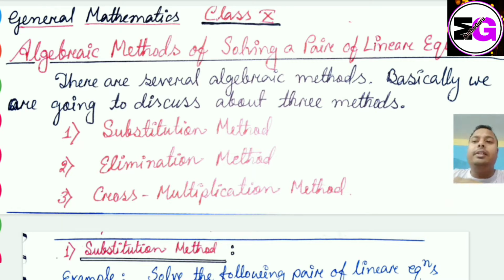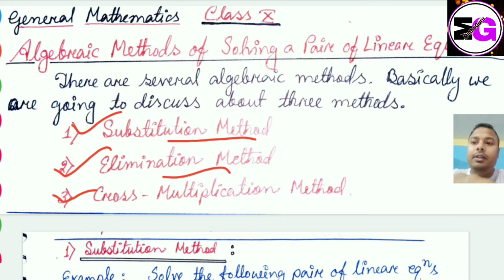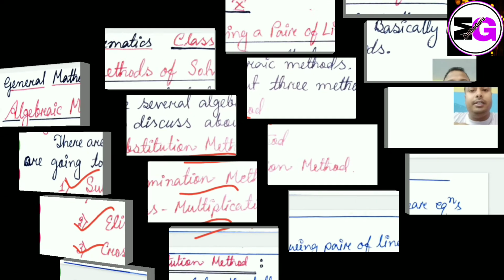So there are three types of method. First one is substitution method, second one is elimination method, and the third one is cross multiplication method. In this video we are going to discuss only the substitution method.